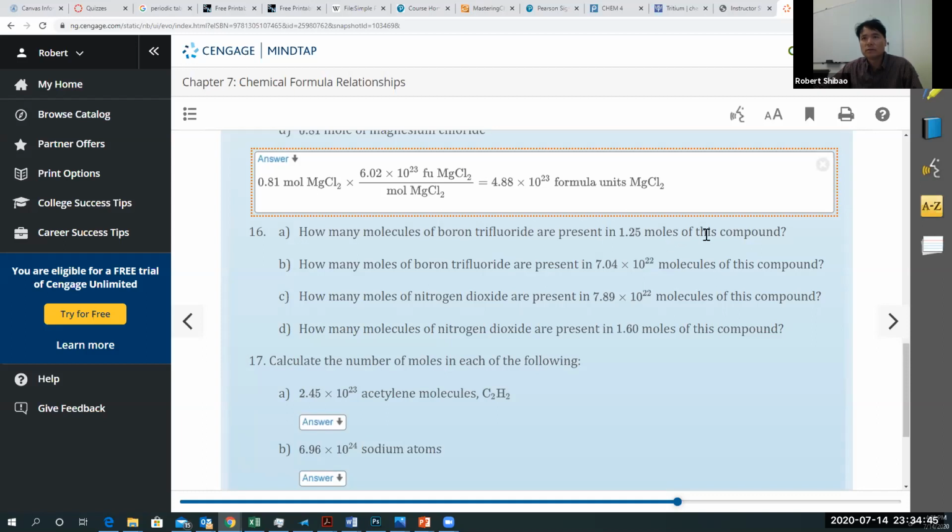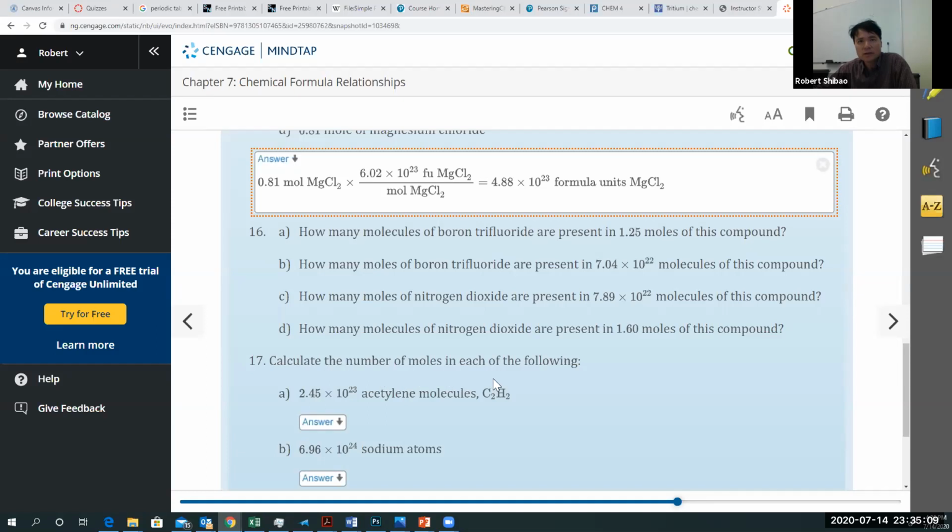How many molecules of boron trifluoride are present in 1.25 moles of this? So we just do a mole to molecule conversion, number of molecules. Here we go from molecules to moles. We invert Avogadro's number. How many moles of nitrogen dioxide are present in 7.89 molecules? So molecules to moles. How many molecules? So we do a mole to molecule conversion here. So these are just Avogadro number conversions here.